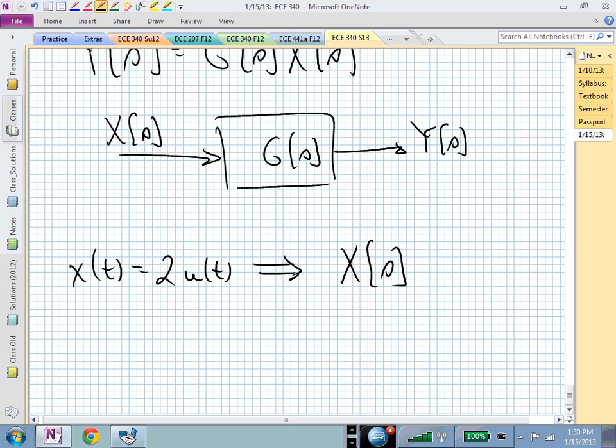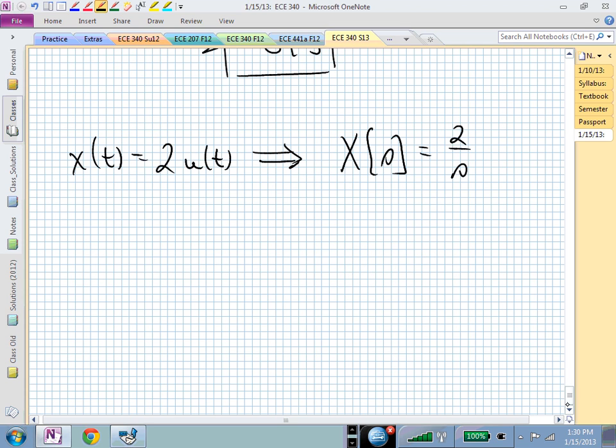What's capital X of s? What's the Laplace transform of a unit step? So we're scaling whatever u's Laplace transform is by 2. But what's the Laplace transform of a unit step? 1 over s, isn't it? So this is now 2 over s.